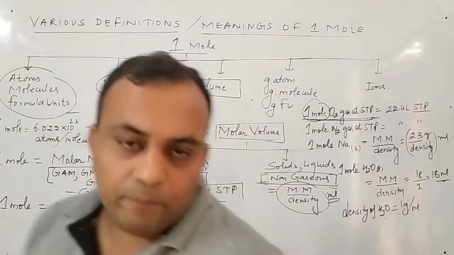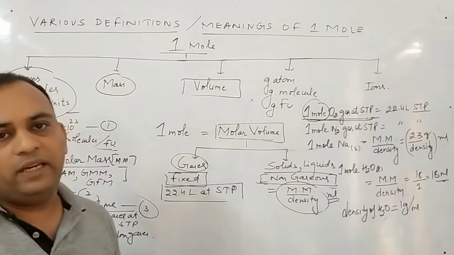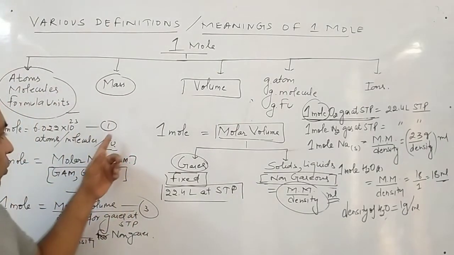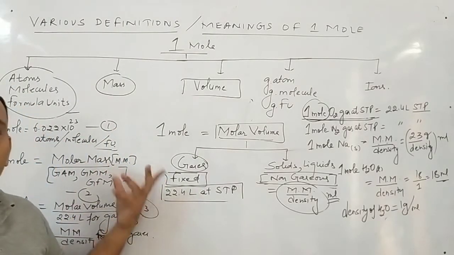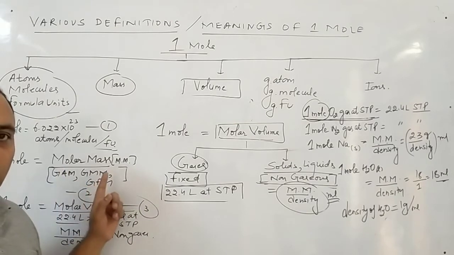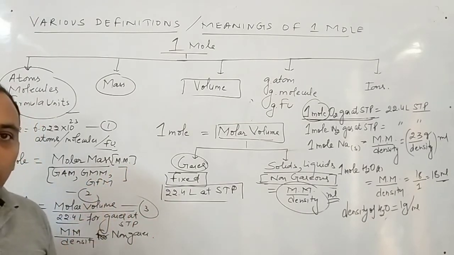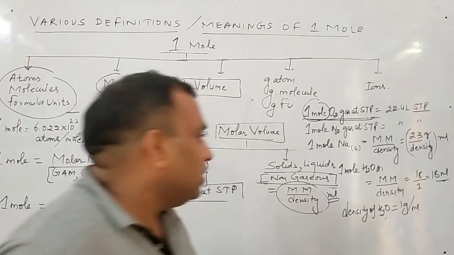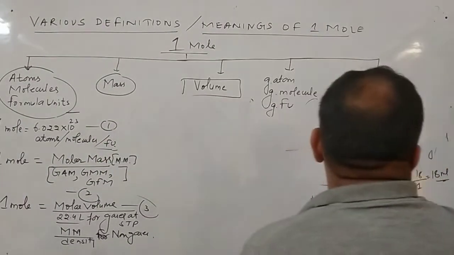Because until you fix these concepts in your mind, it is not easy to do the numericals. 1 mole contains how many atoms, molecules and formula units? Avogadro number. 1 mole mass, molar mass, that may be gram atomic, gram molecular, gram formula. What is the volume of 1 mole? Molar volume. For gases, 22.4 liter at STP. For non-gases, molar mass upon density. So you have to learn first, then numericals may be easier for you.